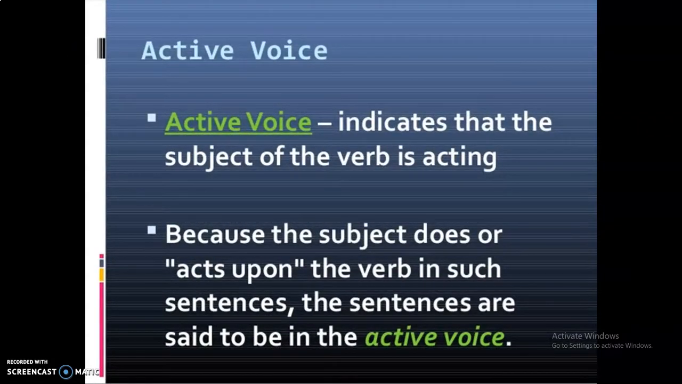So active voice. Active voice indicates that the subject of the verb is acting. So the subject of the verb is acting through active voice, because the subject does or acts upon the verb. Upon the verb means the second option is the verb, the first option is the subject. So the subject performs the action. We already saw the importance of passive. Now here the subject does or acts upon the verb: active voice. In such sentences, the sentences are said to be in the active voice.